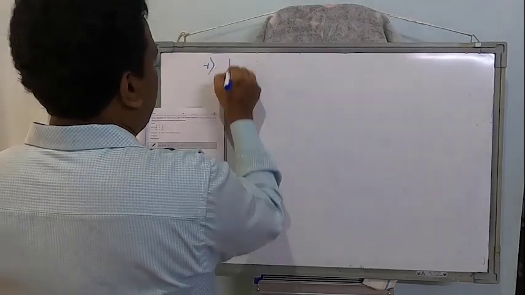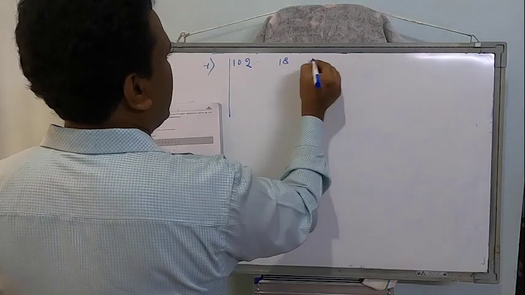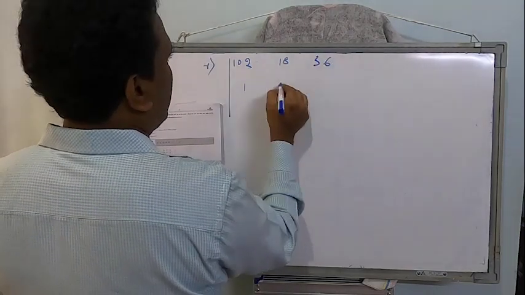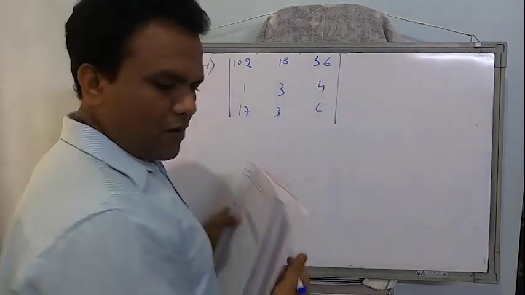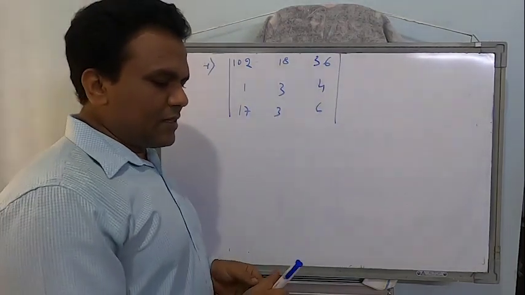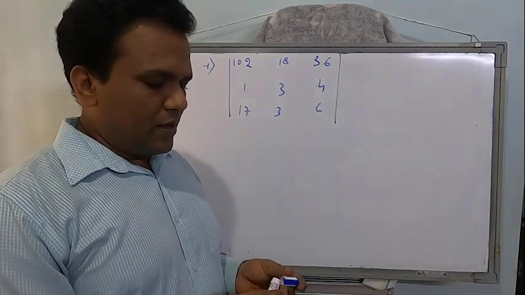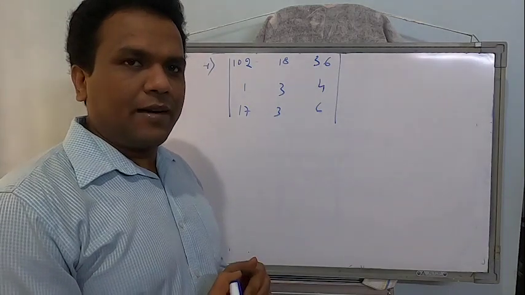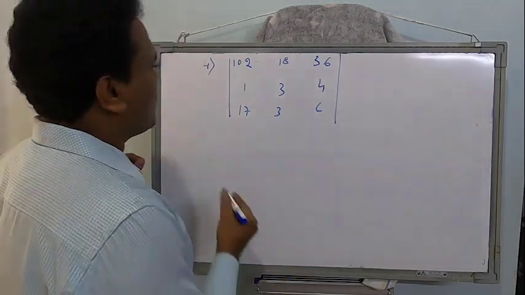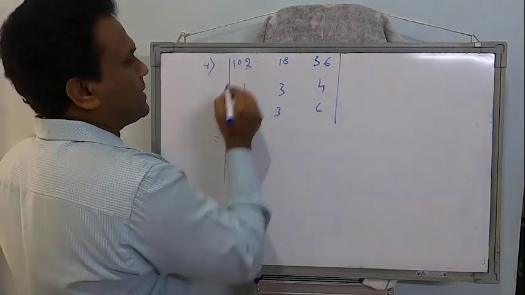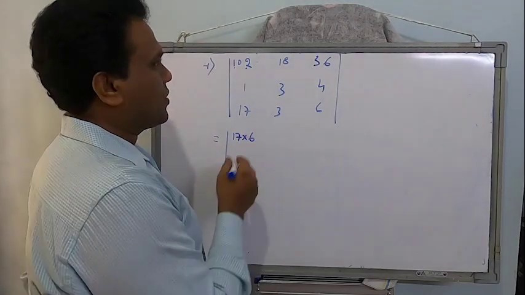Problem number 4. Evaluate determinant 102, next 18, and the next 36. 1, 3, 4, 17, 3, 6. You have to evaluate. See, evaluate means on direct expansion also I can get the answer. But if I just use some of the properties, the problem can be done without expansion also. We can get the answer. Look at the first row elements. 102 can be written as 17 multiplied by 6.